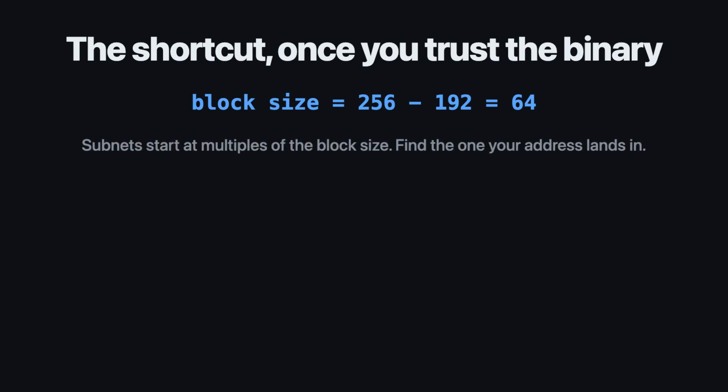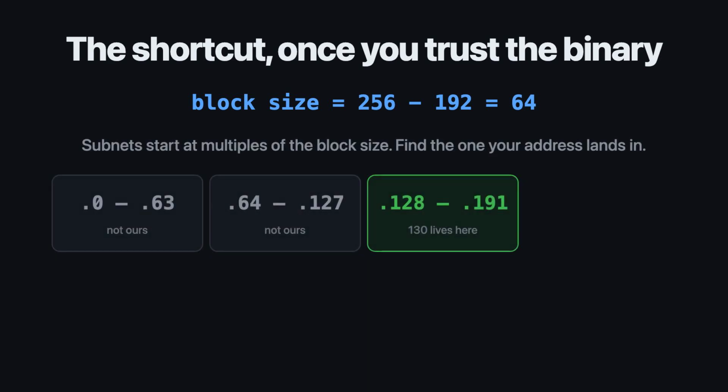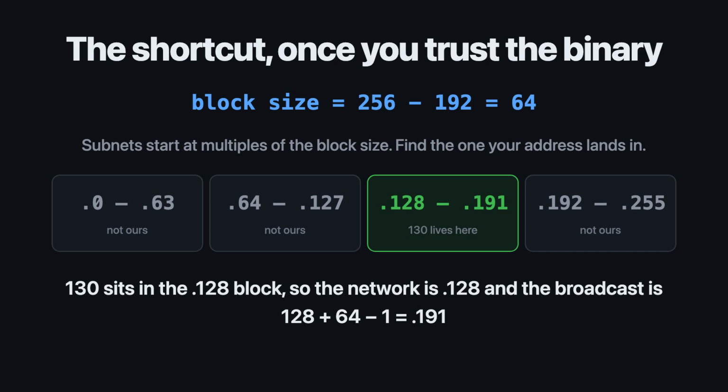Once you trust the binary, there's a much faster way. Take 256 and subtract the last number of the mask. 256 minus 192 is 64. That is your block size. Subnets always start at multiples of the block size, so here they begin at 0, 64, 128, and 192. Which one does 130 land in? It sits between 128 and 191. So the network is 128, and the broadcast is 128 plus 64 minus 1, which is 191. Same answers in about 5 seconds. It's worth memorizing these. /25 is 128, /26 is 192, /27 is 224, and /28 is 240.